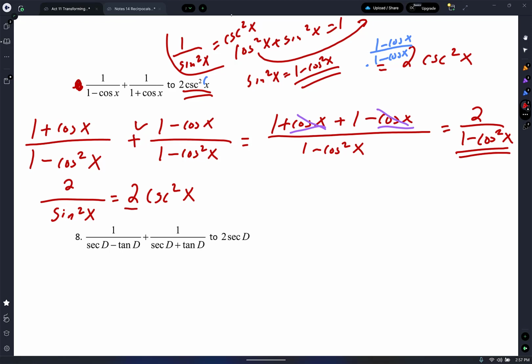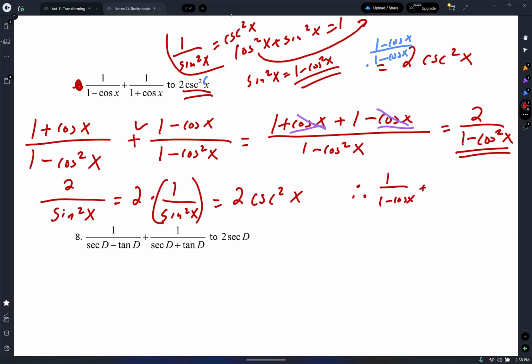Do you guys see that or no? If you don't see it, guys, you can do this: 2 times 1 over sine squared of x, and then 1 over sine squared of x is just cosecant squared. 2 cosecant squared x. But I really don't want to, I mean, it's still correct, you're just doing more steps. So then you put 3 little dots in a triangle: 1 over 1 minus cosine x plus 1 over 1 plus cosine x does in fact equal 2 cosecant squared x.